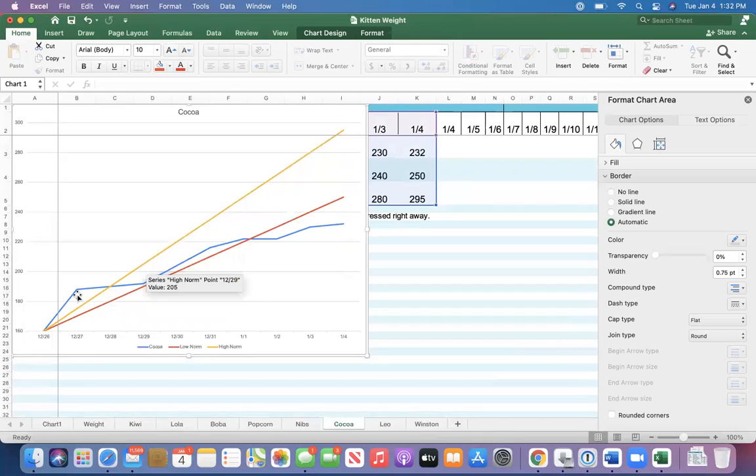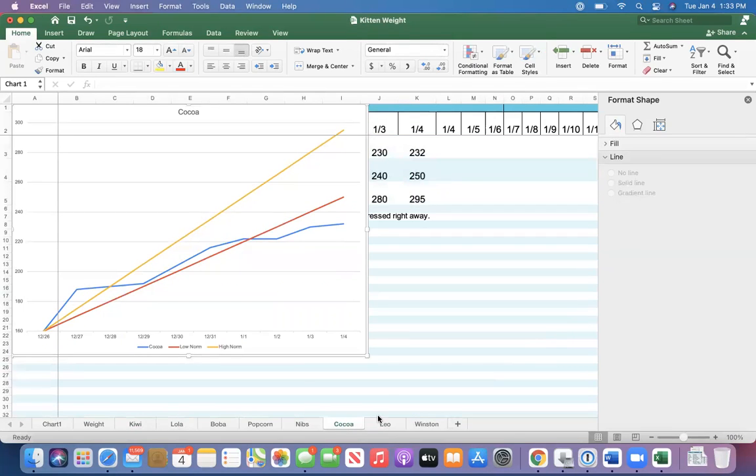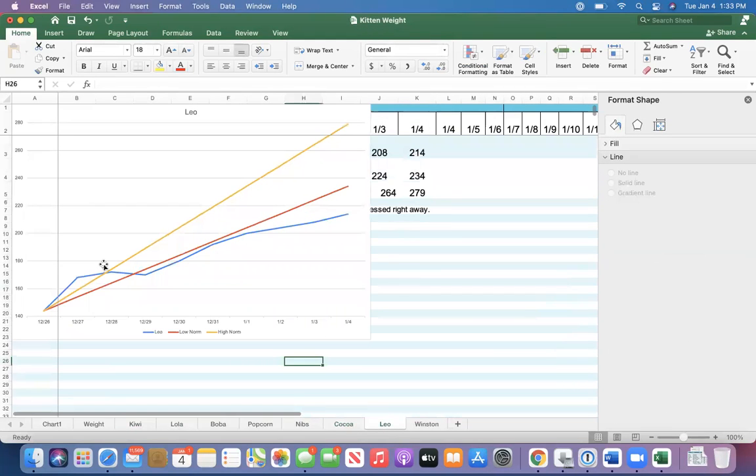So Coco, I would make sure you're doing supplemental feeding. Leo, almost the same as Coco. Look at that, they're almost exactly the same. Leo started out doing great, has been tapering off, and the space between the low norm and where Leo is at has been widening. So Leo, I would also do supplemental feeding.